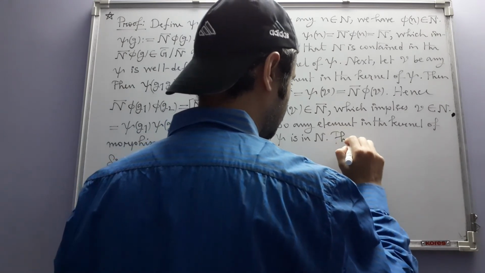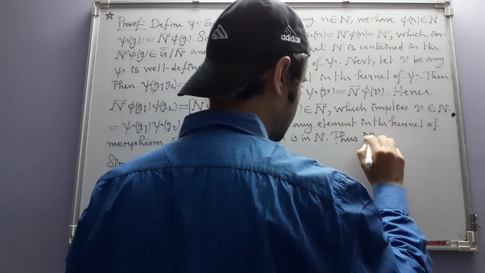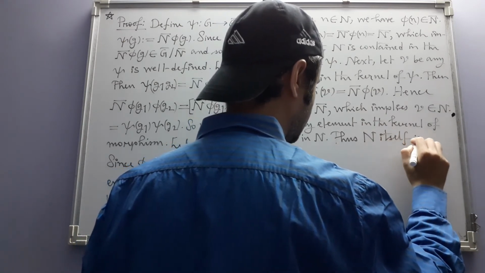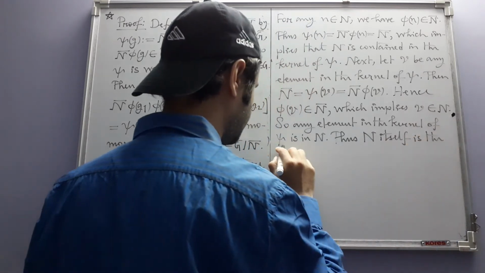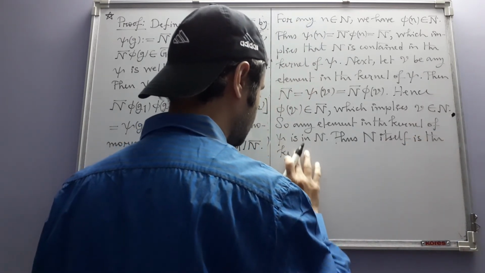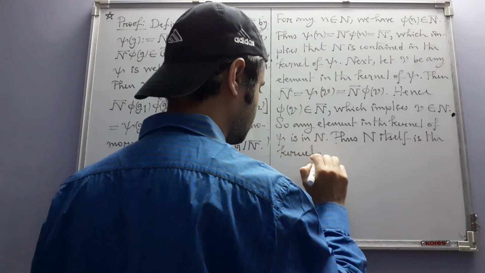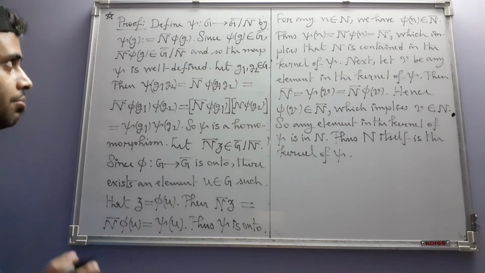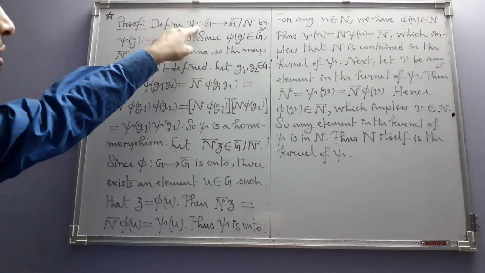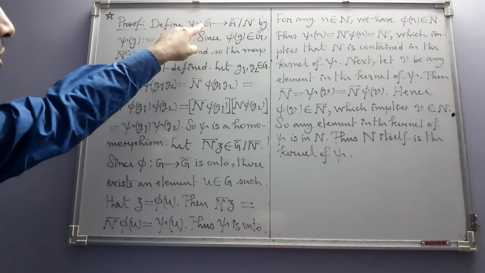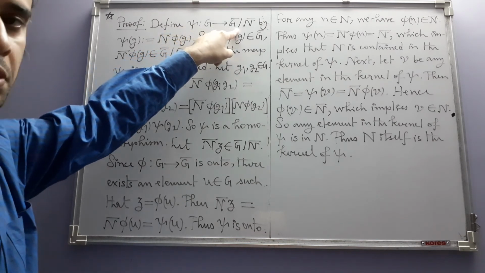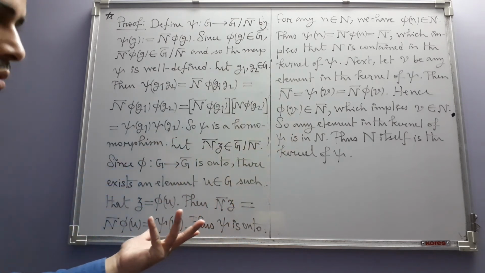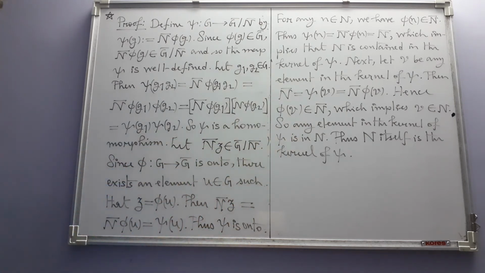Thus, N itself is the kernel of psi. So we now have all the pieces. This is a homomorphism of G onto G bar by N bar, whose kernel is N. So by what was that? Lemma 271 or Theorem 271.